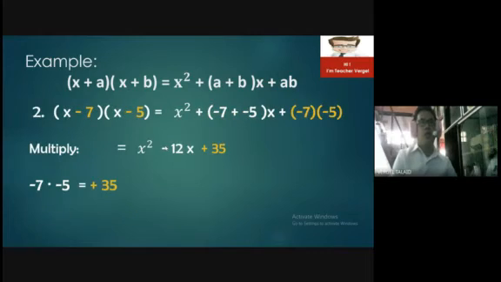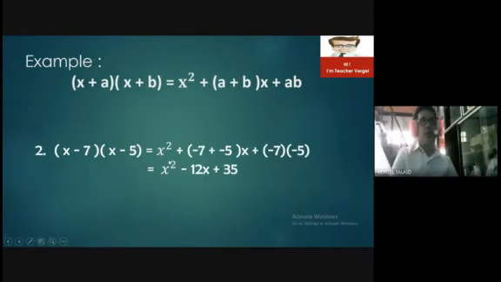Then to get the last term, multiply negative 7 by negative 5. Negative 7 times negative 5 is positive 35. So in short, the product of these two binomials, x minus 7 times x minus 5, is equal to x squared minus 12x plus 35. So this is now the product.